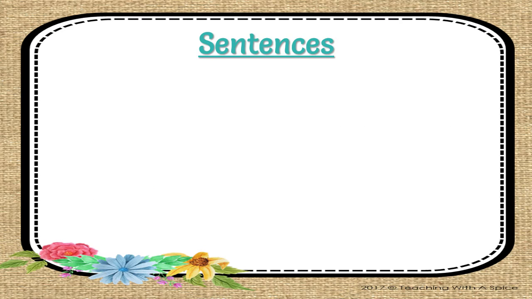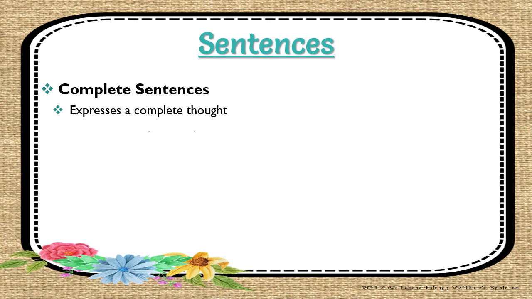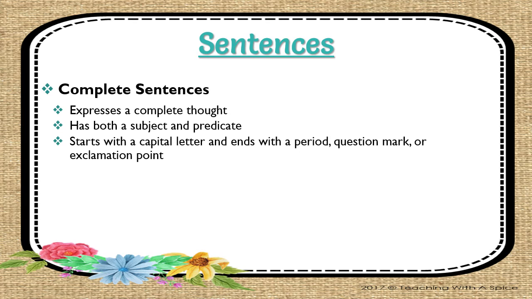Today we're talking about sentences. We go back to sentences in grammar. Complete sentences. Remember what a sentence is? It's a group of words that expresses a complete thought. It has both a subject and a predicate, starts with a capital letter and ends with a period, question mark, or exclamation point.